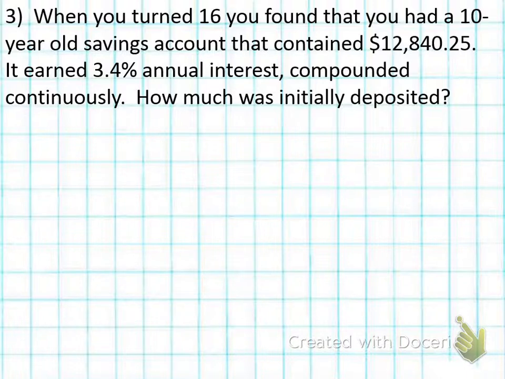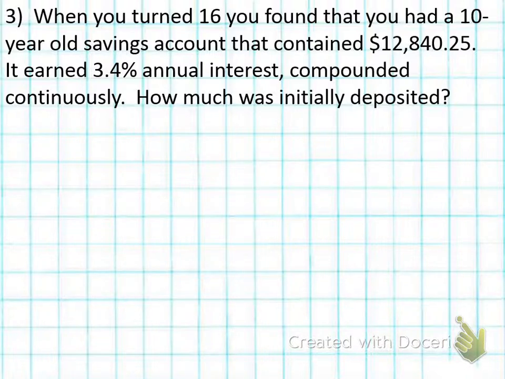That was a year late, okay? And it earned 3.4% annual interest compounded continuously. How much was initially deposited? Okay? So we're trying to figure out how much money mom and dad saved for me when I was 6, okay? You're thinking backwards now.